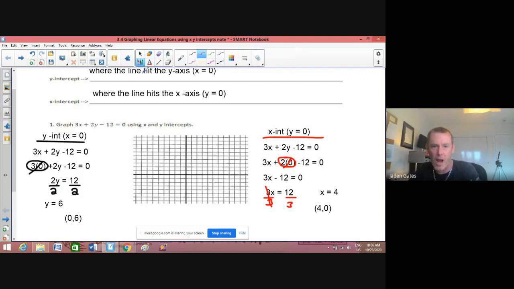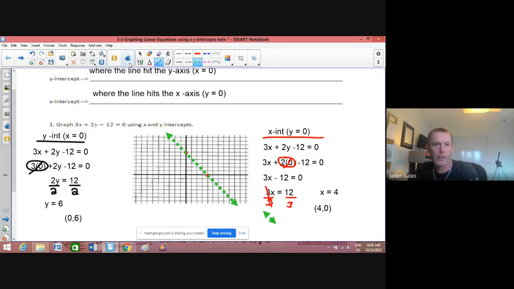So now I'm going to graph this, because that's the whole point here. (0, 6), which means don't go left or right at all, but go up 1, 2, 3, 4, 5, 6. There's 1 point. Now I'm going to graph my x-intercept, which is 4. 1, 2, 3, 4 over, 0 up or down. There's my other point. And now I can draw myself a line through these 2 points, all the way through.